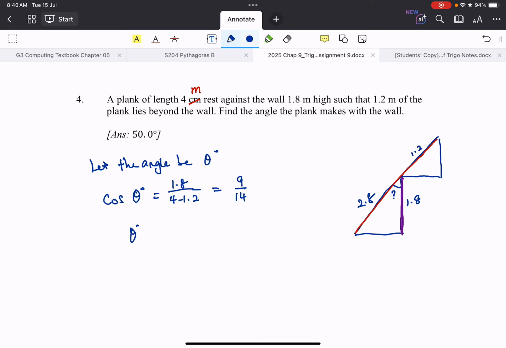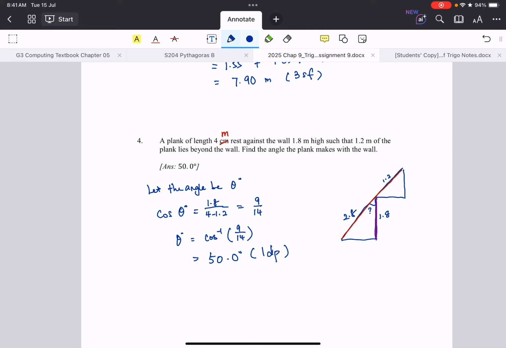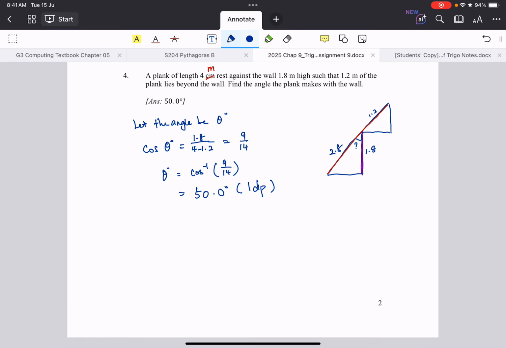So from here, my theta is cosine negative 1. It's not cosine negative 1, it's actually inverse. That's the right vocabulary to use. And let's see what we have. 49.99, so rounded off, 50.0 degrees, 1 decimal place. There. Alright, so have you been successful?